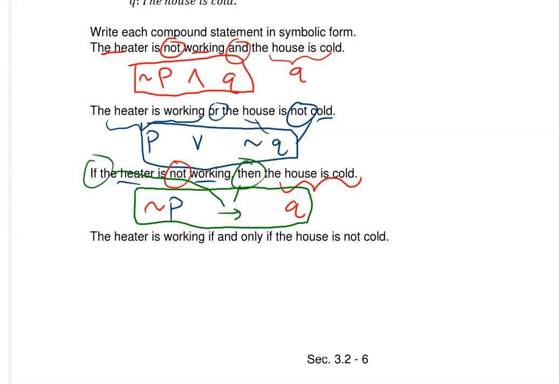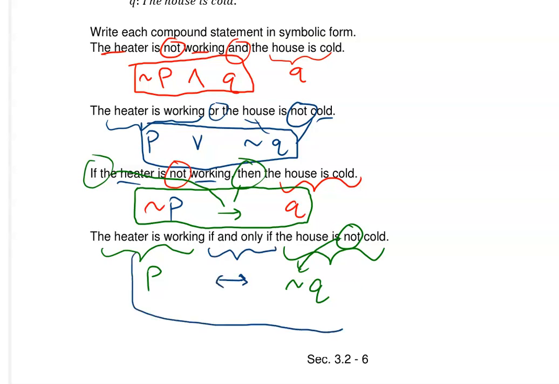All right. The last example here, the heater is working. That's statement P. If and only if the house is not cold, right? So again, the house being cold, that's statement Q, but we're negating statement Q, so we want to put a squiggly line in front of that. And the if and only if translates to the bidirectional arrow. All right, and so we get this. Okay, so we would read that as P, if and only if, not Q.